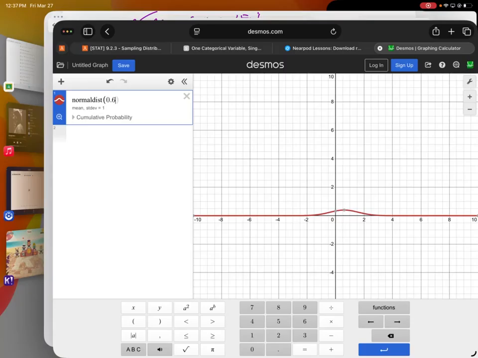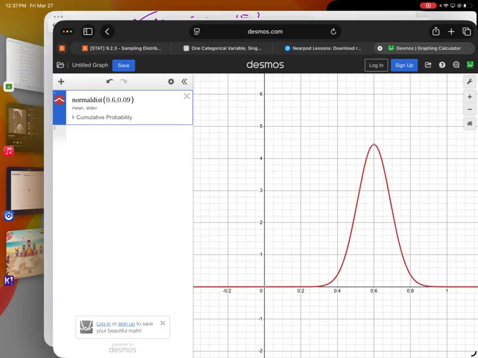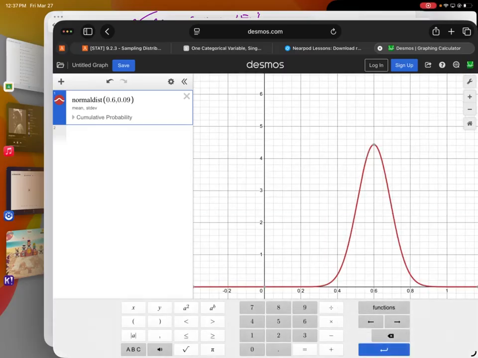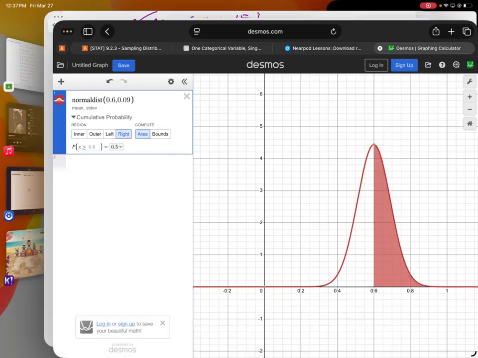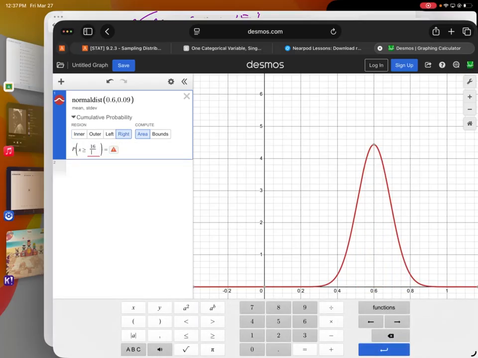I like to hit the zoom. And then we want to find at least, so we go to the right. We do a right probability, and we said it's 16 out of 30. You don't have to do the visual right here. But there's my answer, 0.771.